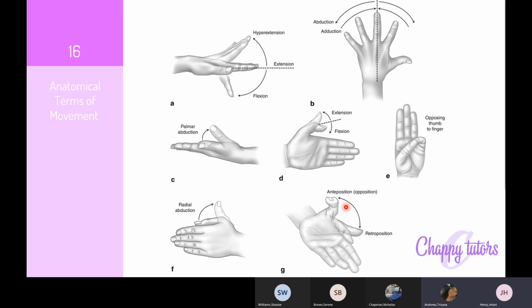Sorry, you said opposition allows us to have precision grip? That's what you said? Yeah. Okay, cool.